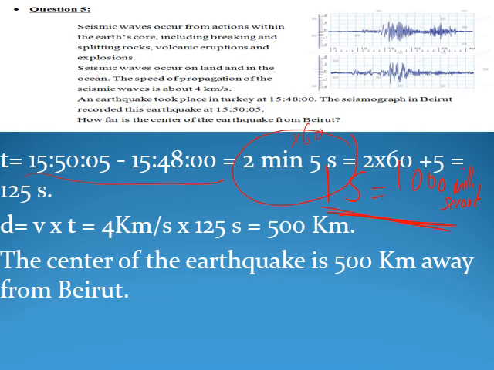D equals V times T, so 4 kilometer per second times 125 seconds is equal to 500 kilometer. So it's about 500 kilometer. You can multiply it by 1000, for example, it's going to be 500,000 meter.